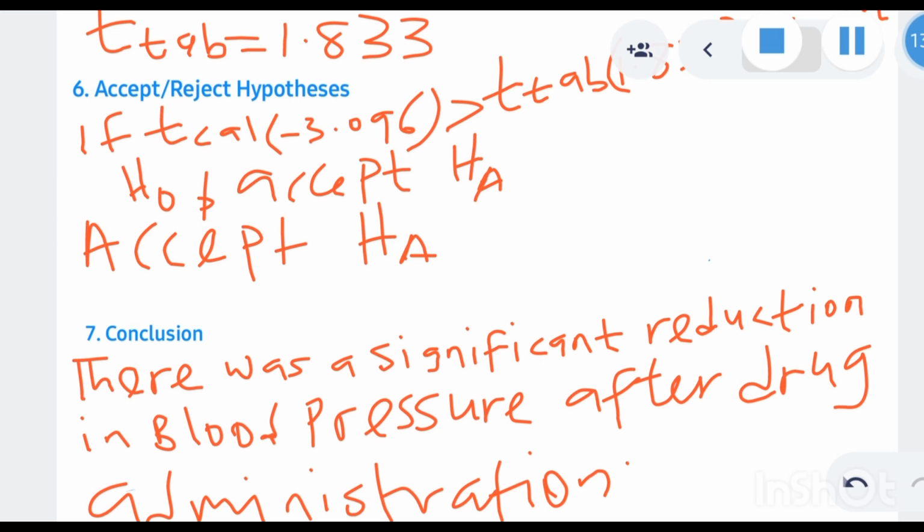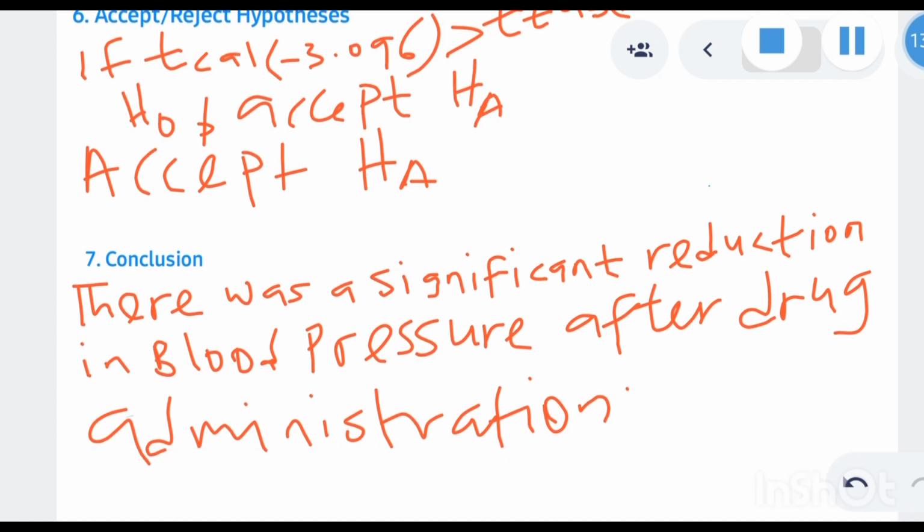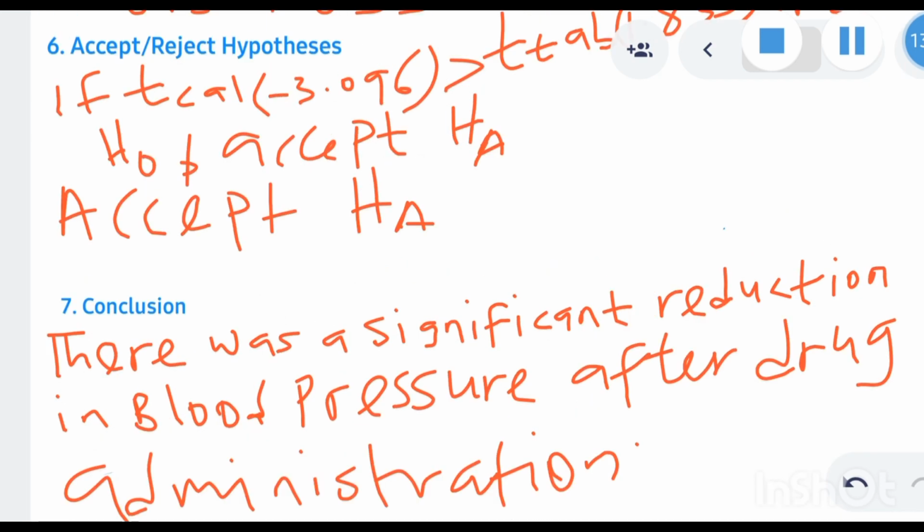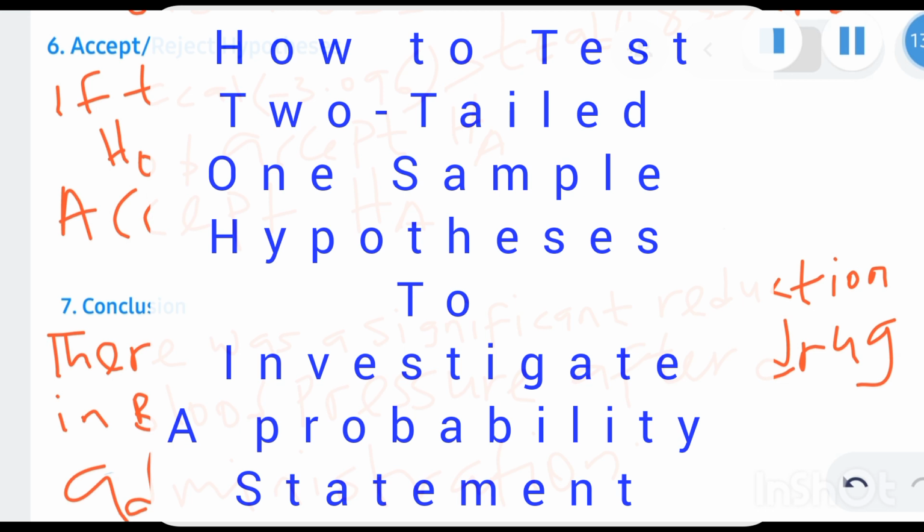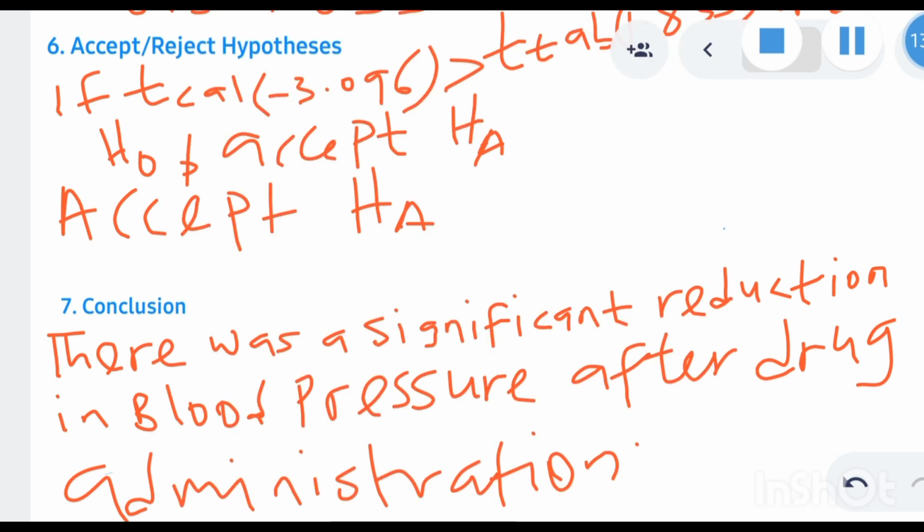From the result of our investigation, we've been able to draw a conclusion. In our next video, we're going to illustrate how to test a two-tailed one-sample hypothesis to investigate a probability statement.